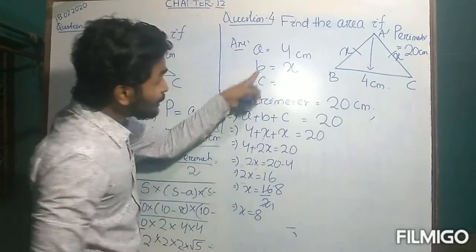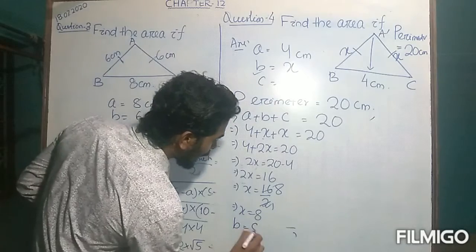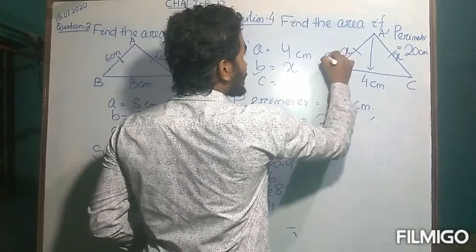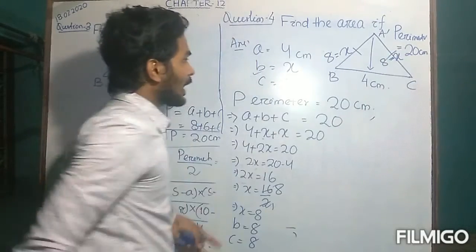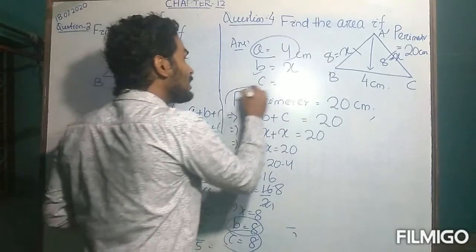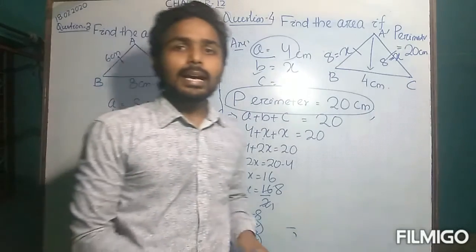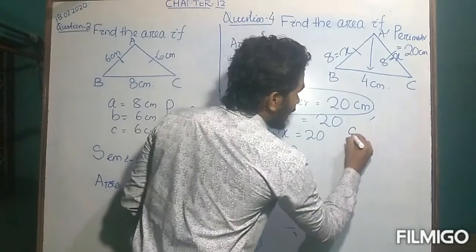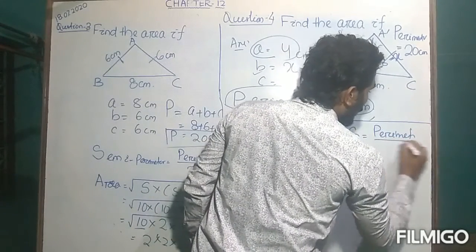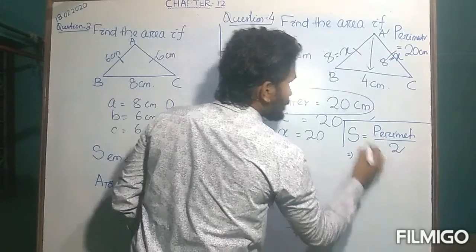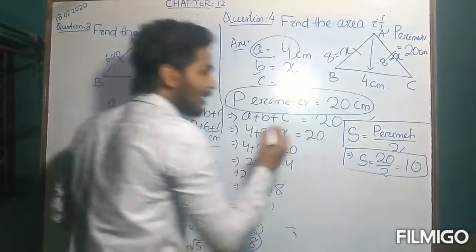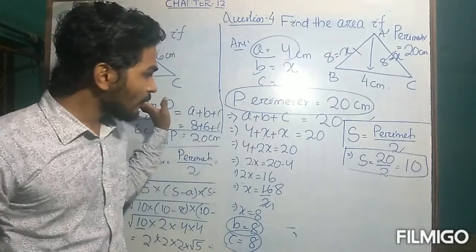Now we have found the value of x. That means we have taken b as x, so b is 8, and c is similarly 8. Clear? Now what do we have? We have a, we have b, and we have c. We have also the perimeter. Now we need to find s, that is the semi-perimeter. The formula of s is perimeter by 2, implies s is 20 by 2. It is 10. Now everything is found out.